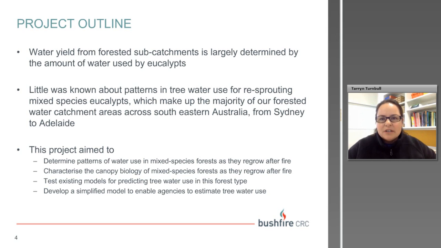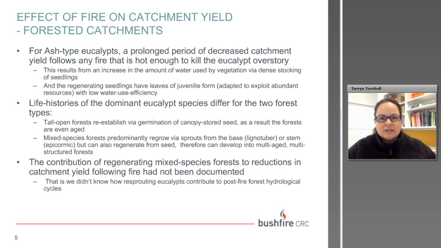For this project, we had four aims. We were going to determine the patterns of water use in mixed species forests as they regrow after fire, characterise the canopy biology during that period of regeneration, test existing models for predicting tree water use in this forest type, and develop a simplified model that would enable agencies to estimate tree water use.